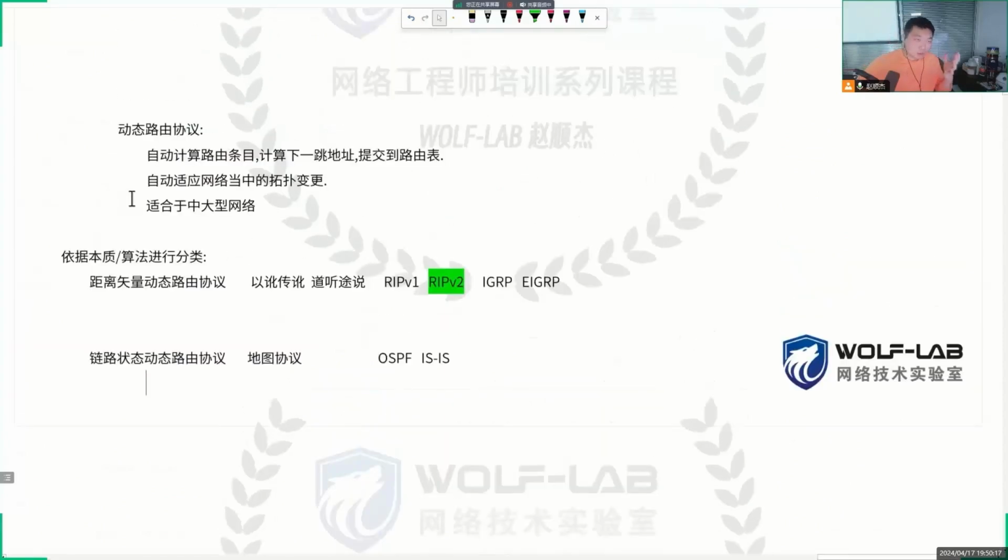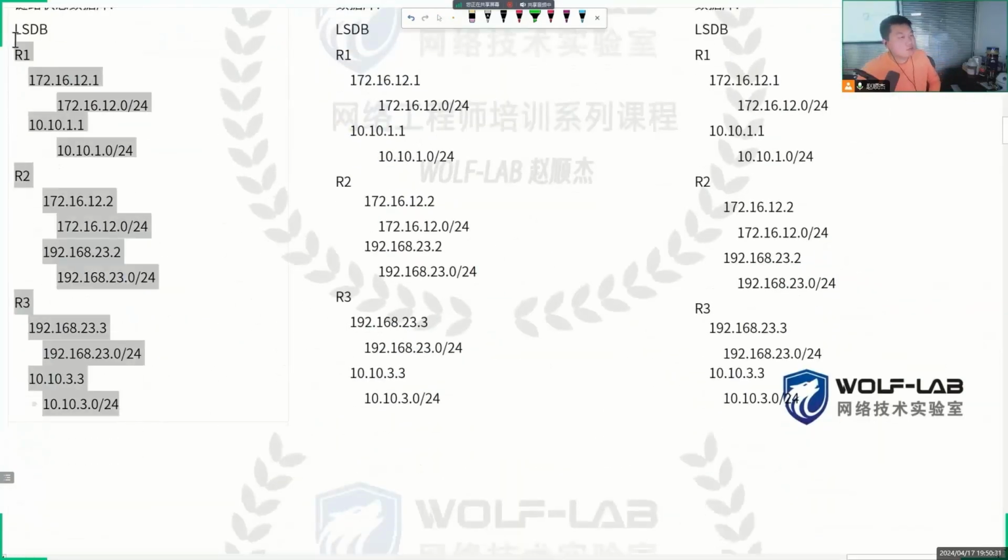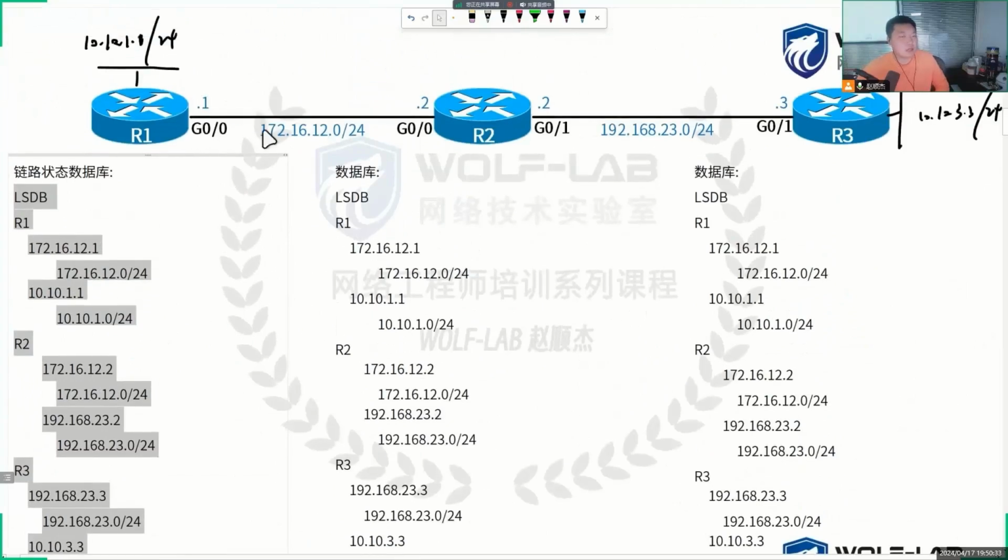So these are our two types of classification methods. The protocols we represent we've also written out. This is the first type of dynamic router classification, classified based on essence and algorithms. Then the second type of classification is based on not link state information, it is on our device. Our interface's link state information, my interface address, which network segment it is connected to, is link state information, not routes. I connect to which network, this is the link state information of my interface, not a route.